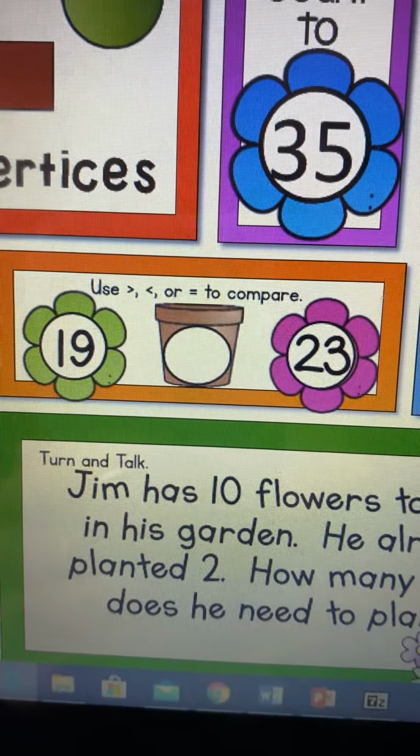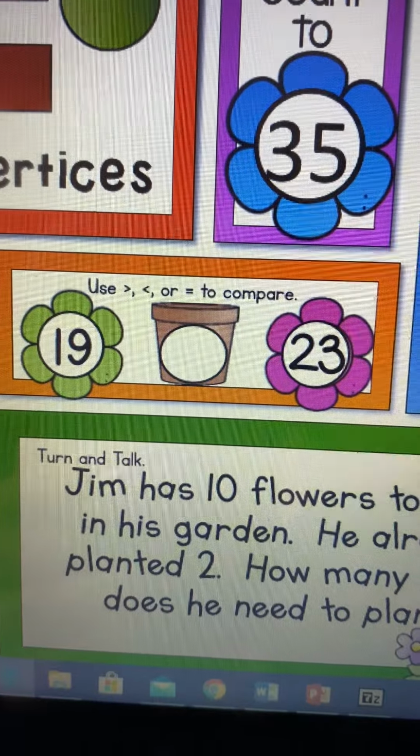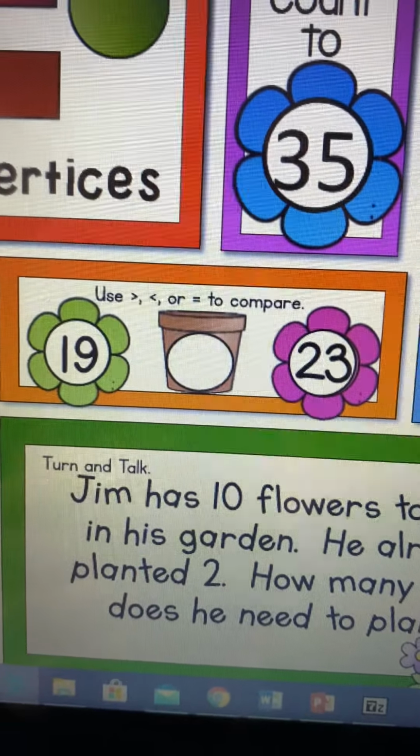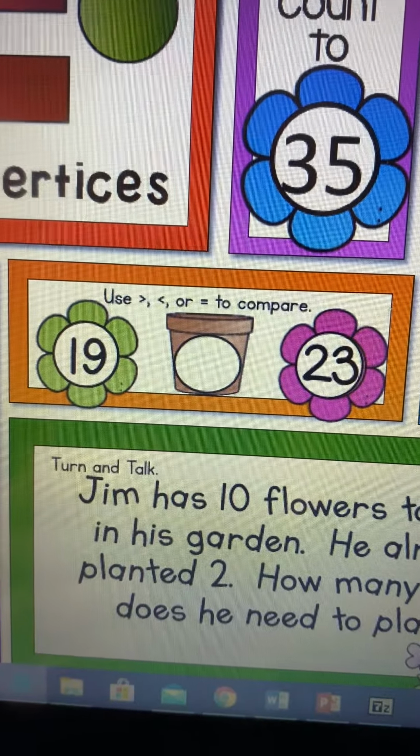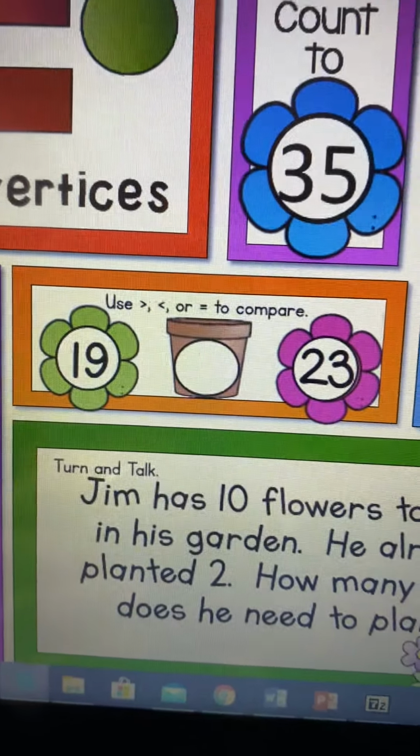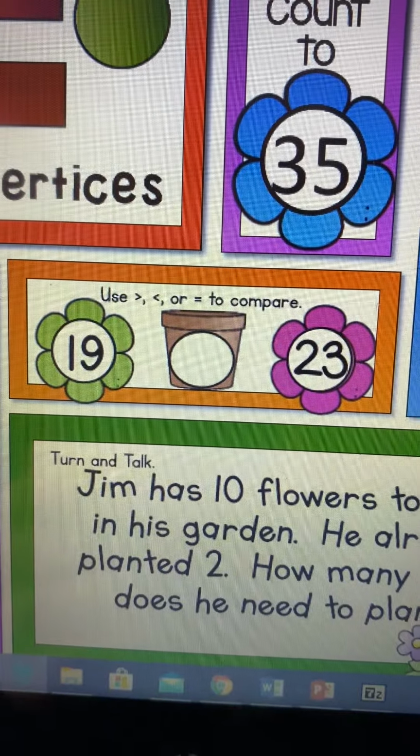Now, the alligator is hungry, and the alligator wants to eat the number that is bigger. It wants more food. So I am going to see, is 19 or 23 bigger? And why do I know that? So I'm going to give you some time to think.